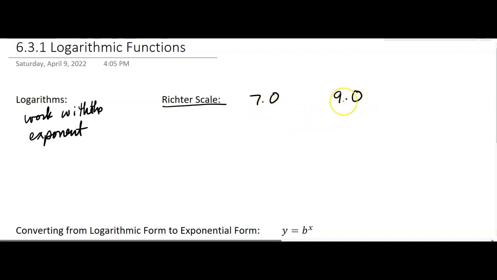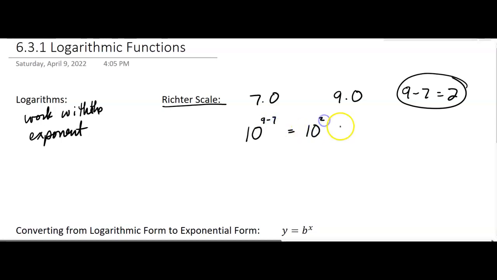2 more. I mean, 7 and 9, that's a difference of 2, right? So 9 minus 7 equals 2. But that represents an exponent on a base 10, in this case for a Richter scale. And so it means 10 to the 9 minus 7, or 10 squared, which is 100. So this earthquake, and then you have this earthquake.